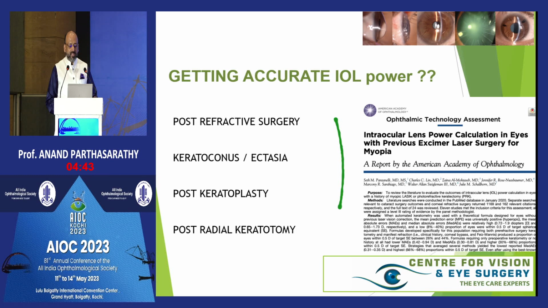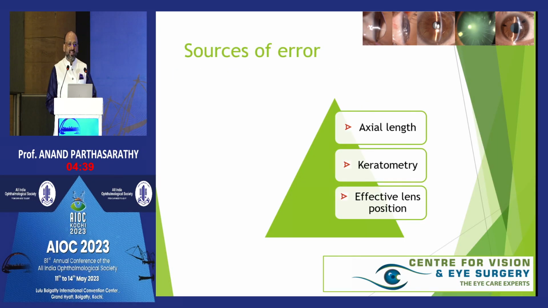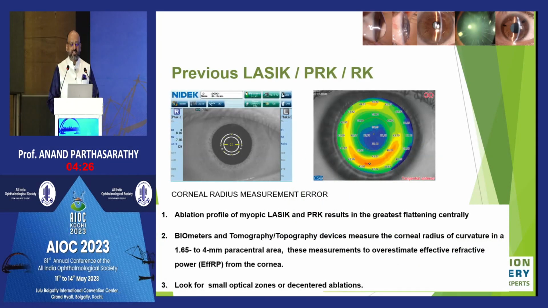But in patients with excimer surgery, and there's a report by AAO, how accurate are we? And there are multiple sources of errors. One is, of course, the axial length, the keratometry, and the effective lens position. These are important factors in each eye, especially in eyes which are high myopes, with probably some changes in the zonular positions, they tend to vary. When you have a patient with previous RK, PRK, or LASIK, you need to look at the ablation profile. So topography especially is important to check the way the ablation has been done.